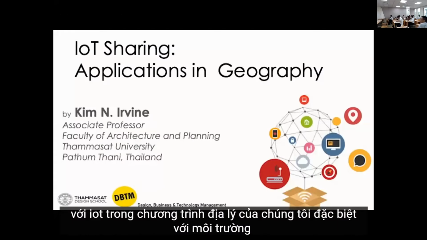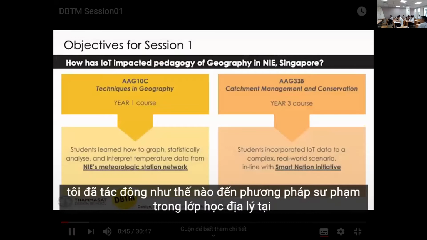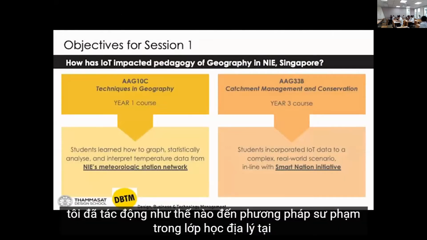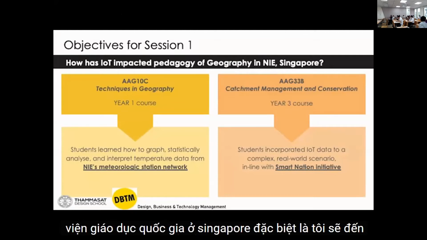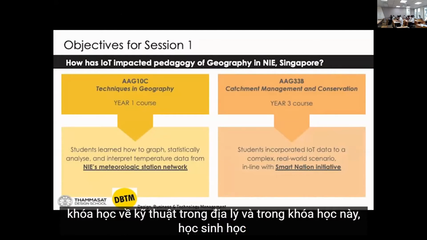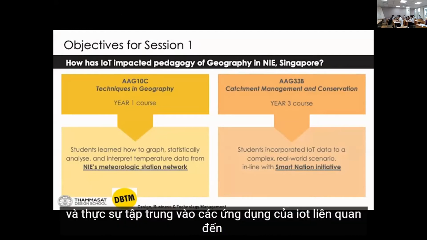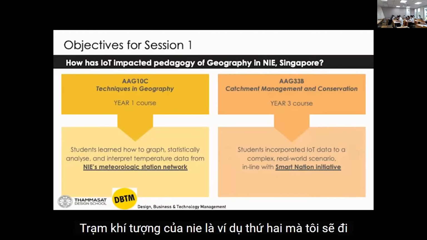So the objectives for this session are, first of all, to look at how IoT has impacted pedagogy in the geography classroom at the National Institute of Education in Singapore. Specifically, I'm going to provide some examples from AAG 10C, which is a year one course in techniques in geography. In this course, the students learn how to graph data and analyze data statistically, focusing on applications of IoT with respect to NIE's meteorologic stations.